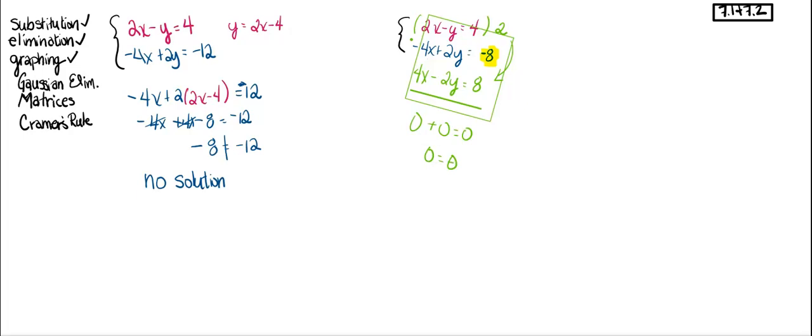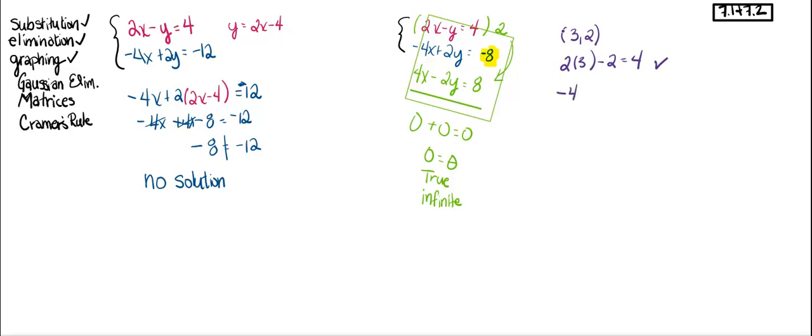That is a true statement. That means that there are infinite solutions. In other words, whatever ordered pair works for the red statement is also going to work for the blue statement. For example, I'll choose the ordered pair 3, 2. I'm going to substitute it into the red statement. So 2 times 3 minus 2. Is that true? 2 times 3 is 6, minus 2 is 4. Yes, that's true. So let me check it for the blue one.